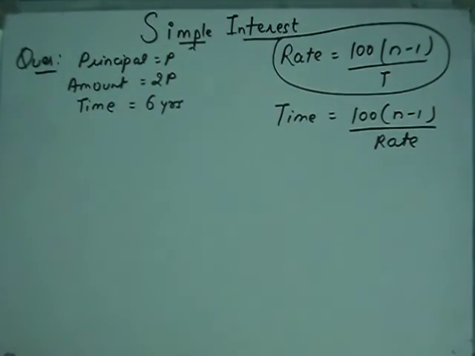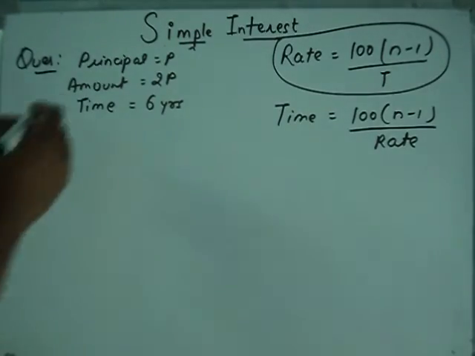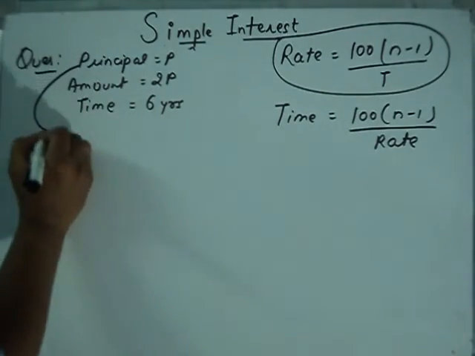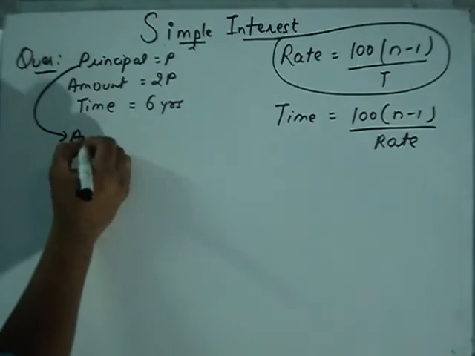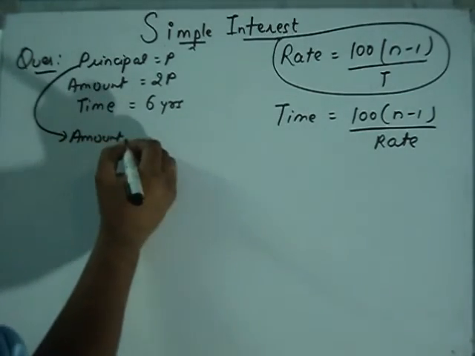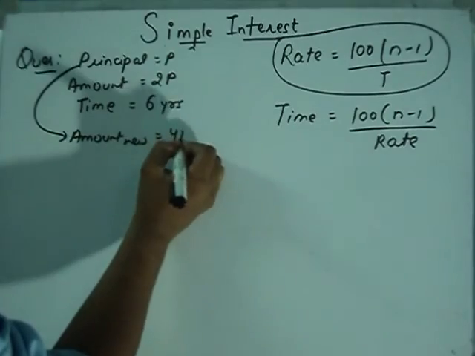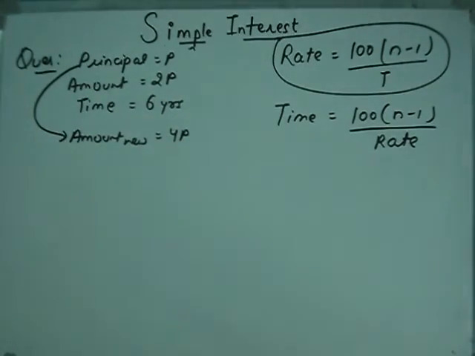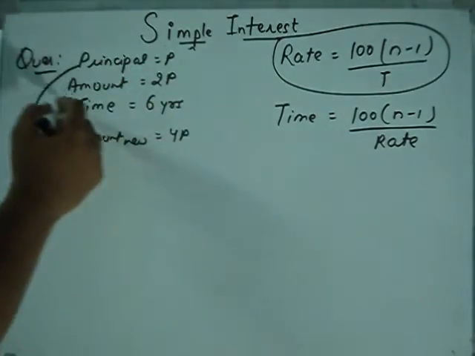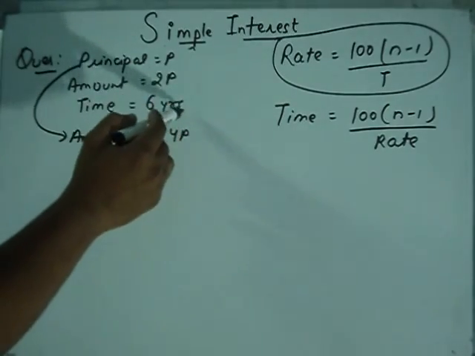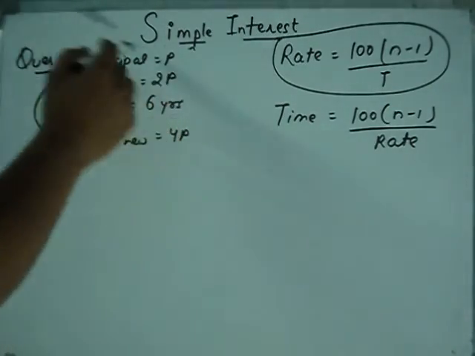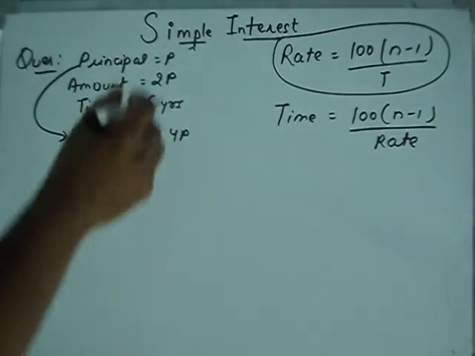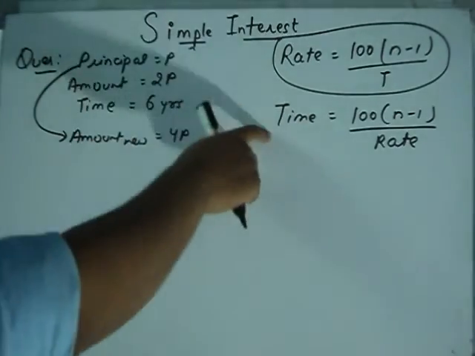And he is asking us in how many years it will become 4 times. Means we have to calculate in how much time the new amount will become 4 times the principal. In that case we first have to calculate the rate of interest for this process, and after that we calculate for this process. In this we are using two formulas, like this and this.